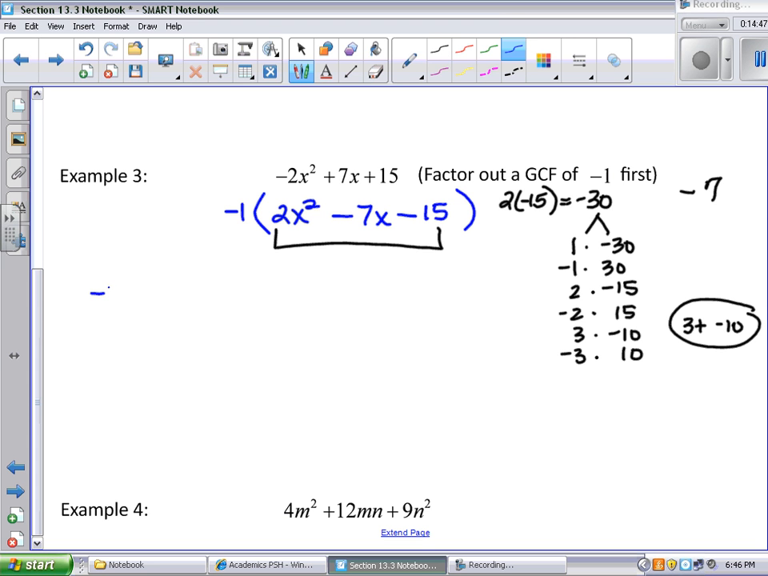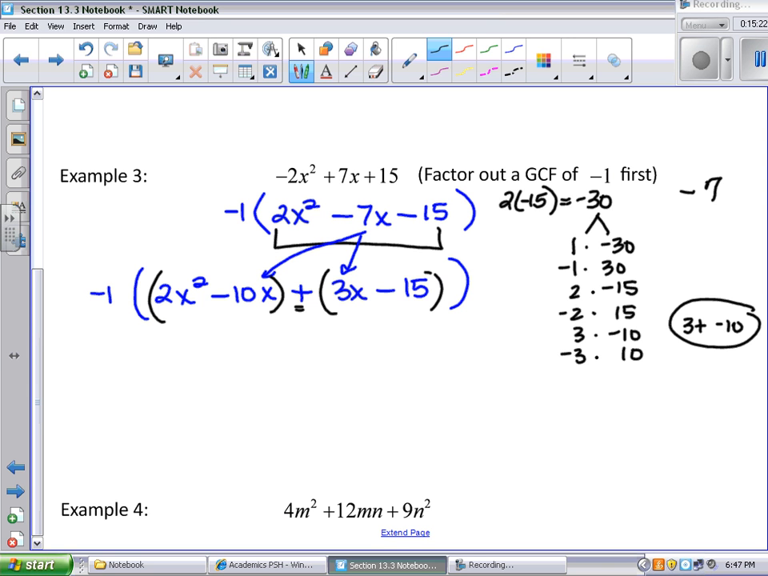I still have a negative 1 out in front, and now I'm going to have 2x squared, but instead of minus 7x, I'm going to have minus 10x plus 3x minus 15. So I've split up that negative 7x into a negative 10x plus 3x. Now, it doesn't really matter what order you put those middle terms in. I could very well have said plus 3x minus 10x. But if I can, because I know I'm going to be grouping here, I like to have a plus in the middle if that's possible.